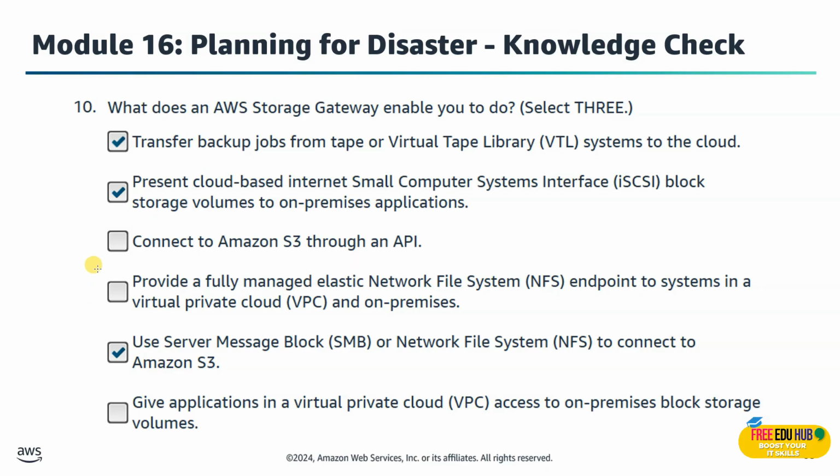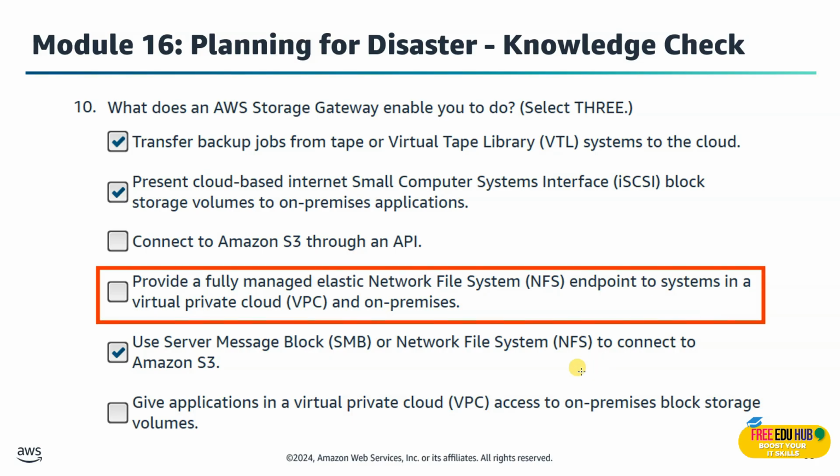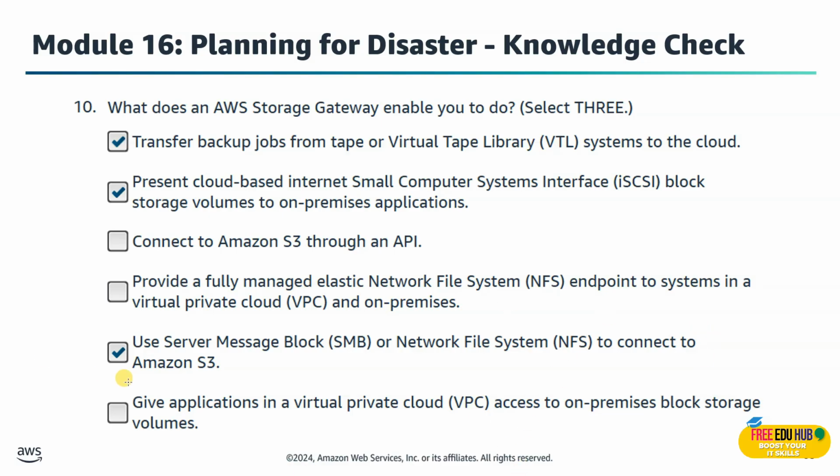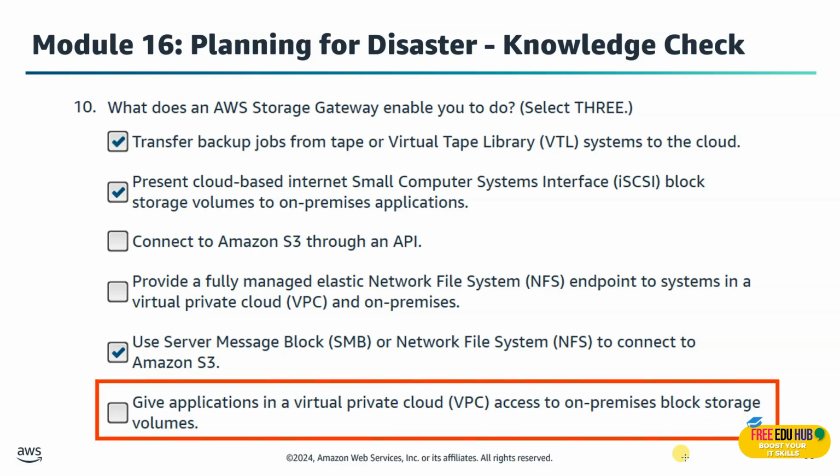Then we are not selecting the option of providing a fully managed elastic network file system endpoint to a system in a virtual private cloud or on premises. The reason is that wording fits Amazon EFS, not Storage Gateway. And we are not going for the last option, which says that it gives applications in a VPC access to on-premises block storage volumes. The reason is that Storage Gateway surfaces cloud-backed storage to on-premises, not the other way around.